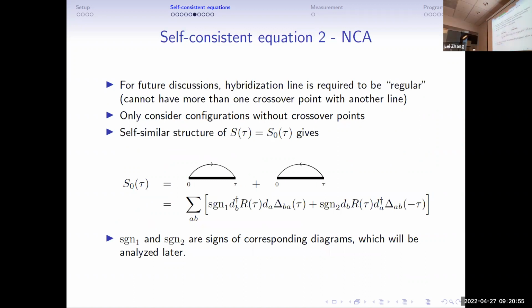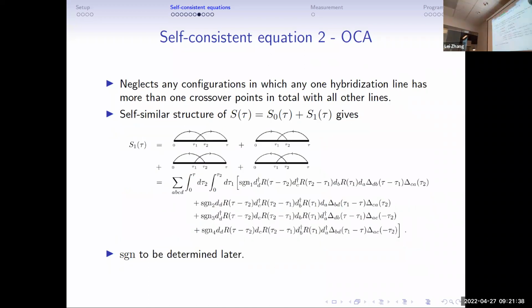So we need to do some approximations to get another equation connecting S and R. So here comes the non-crossing approximation. For this approximation, we only consider configurations without any crossover points. So that means the D at the very beginning must be paired with the D dagger at the very last. Otherwise, it's not irreducible, or it must have some crossover points, or D dagger D, the reverse order. And also the sign will be analyzed later.